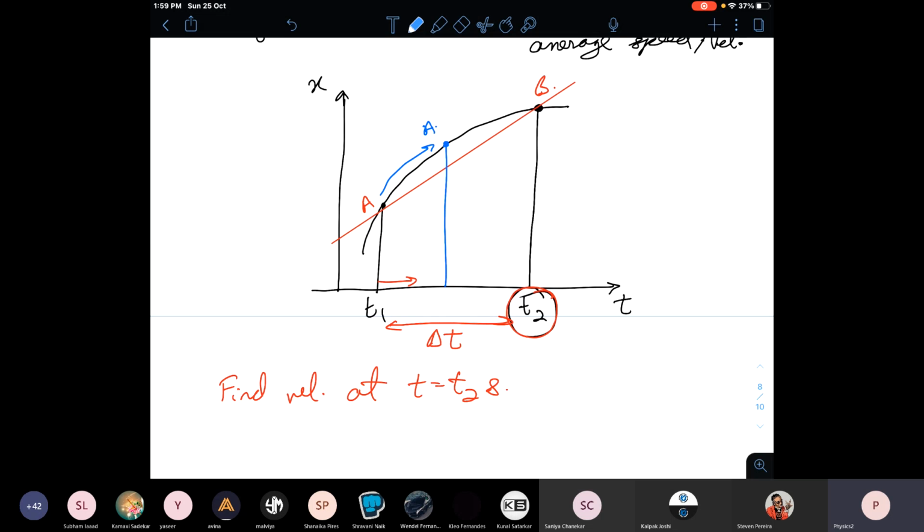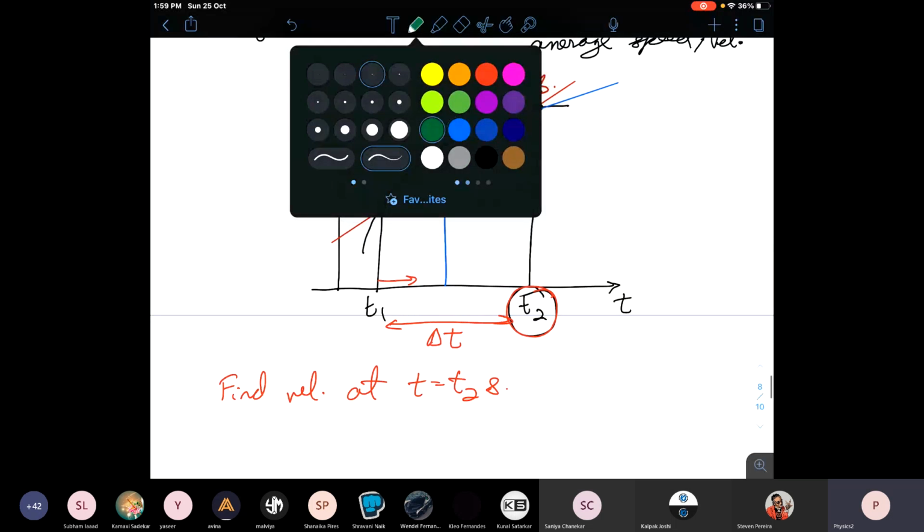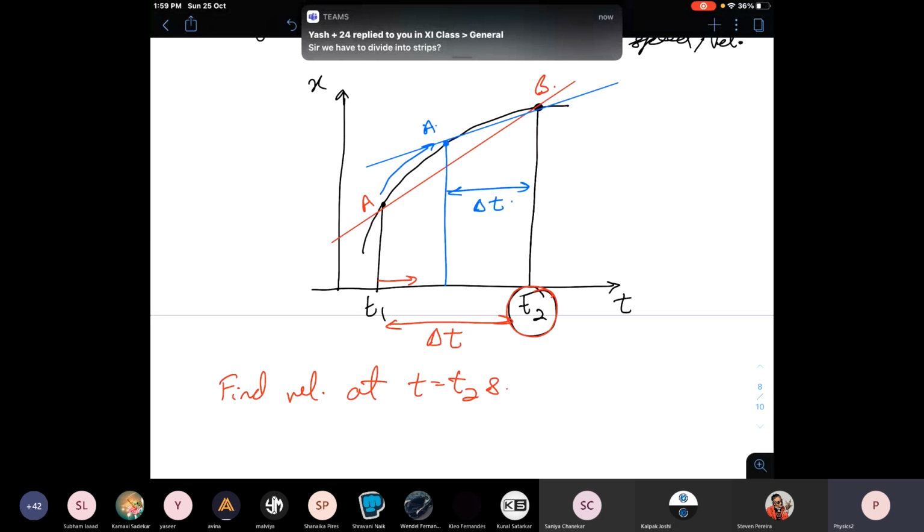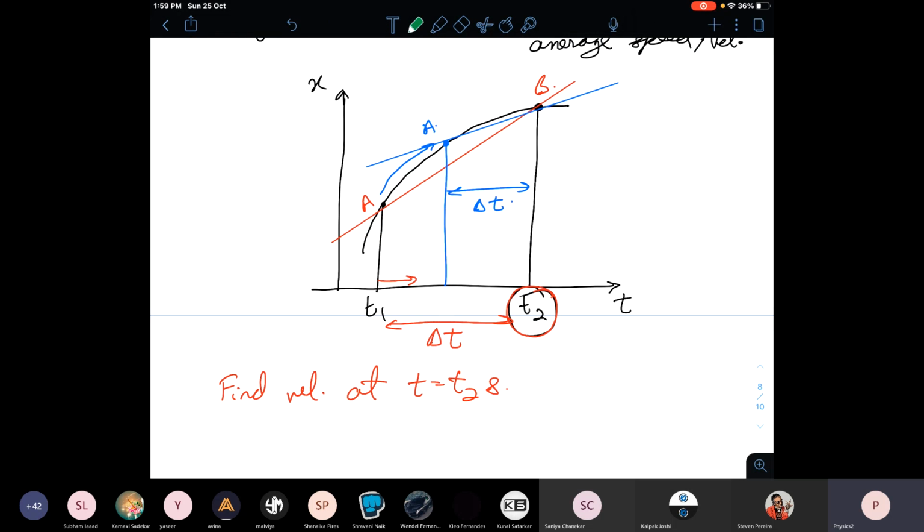Now again, if I draw the chord like this, this chord is still representing average velocity between A and B. Why? Because it still has some time interval delta t. So I shift it more. नहीं, dividing into strips is integration. Don't confuse it. I am not dividing it into strips. I am moving this line towards the right.